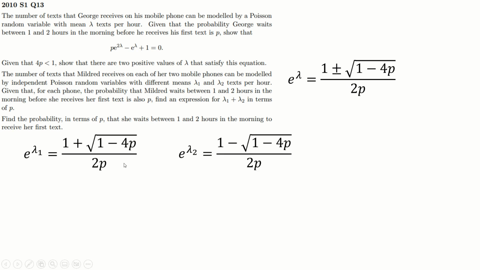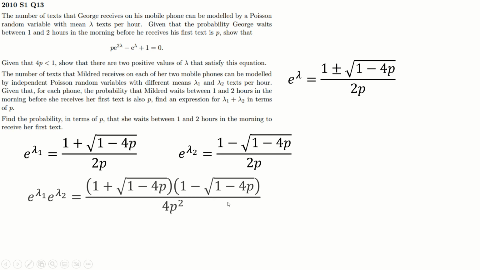It's tempting to add these things together because you get e to the lambda 1 plus e to the lambda 2 equals 1 over 2p plus 1 over 2p because these things cancel immediately if you add them together. But that doesn't actually help you because there's not really an easy way to sort out e to the lambda 1 plus e to the lambda 2. So instead you times them together.